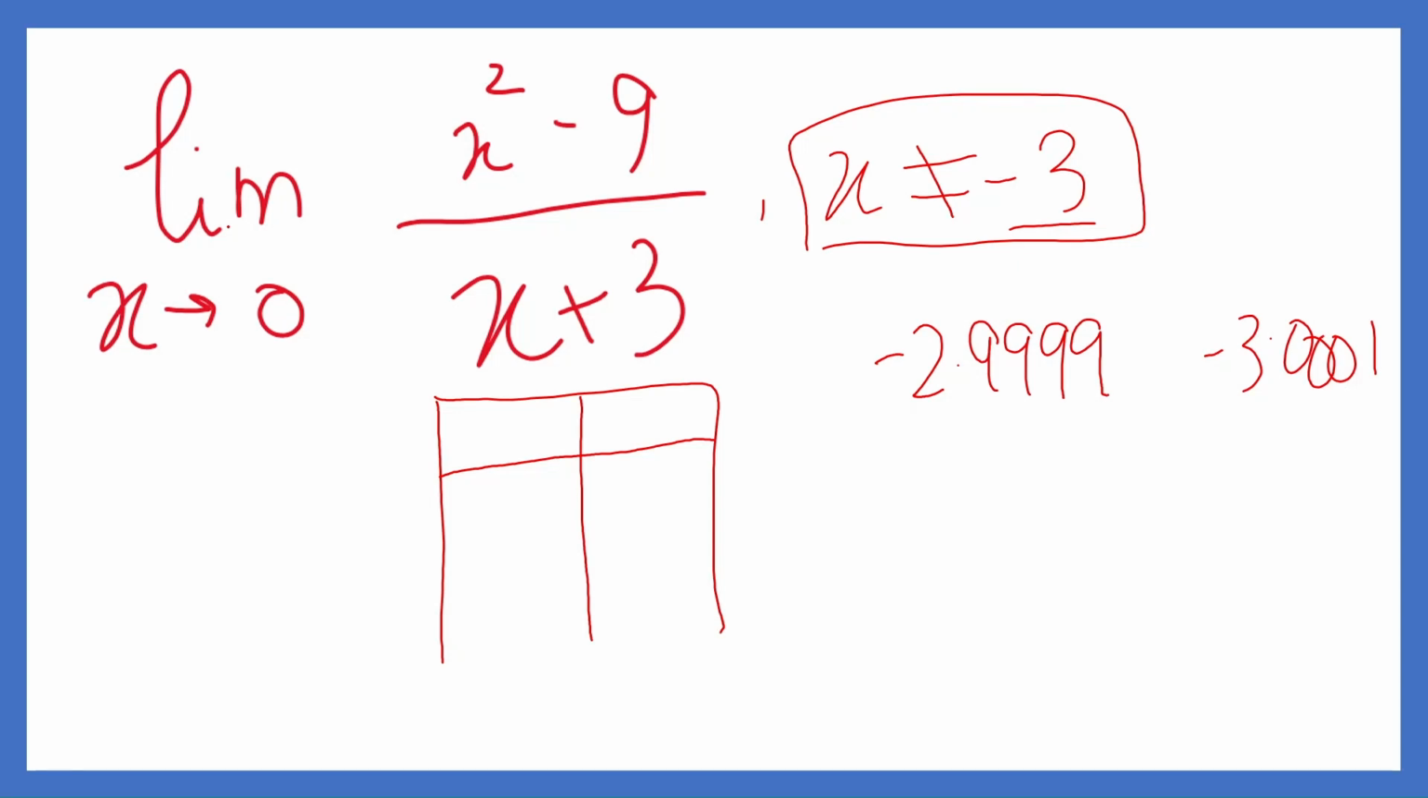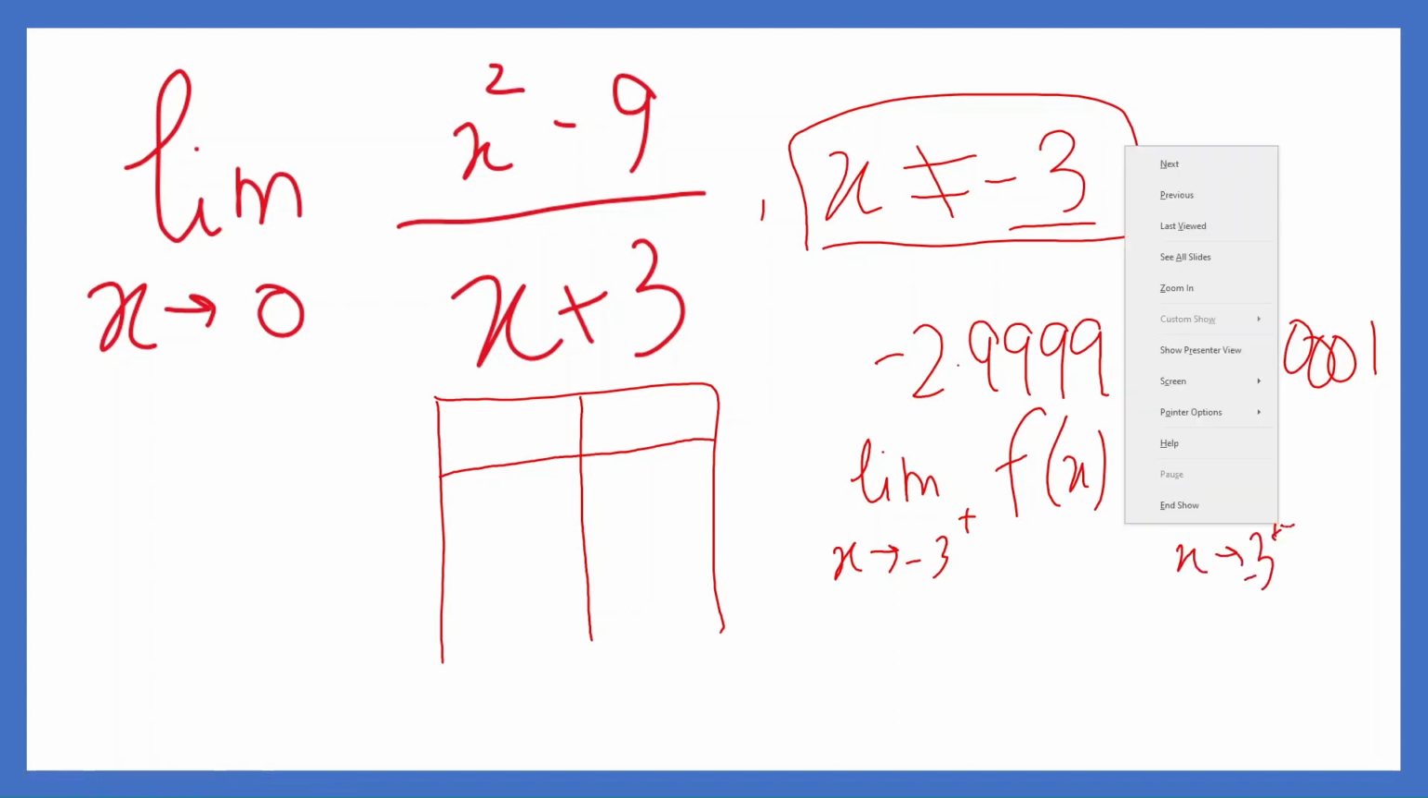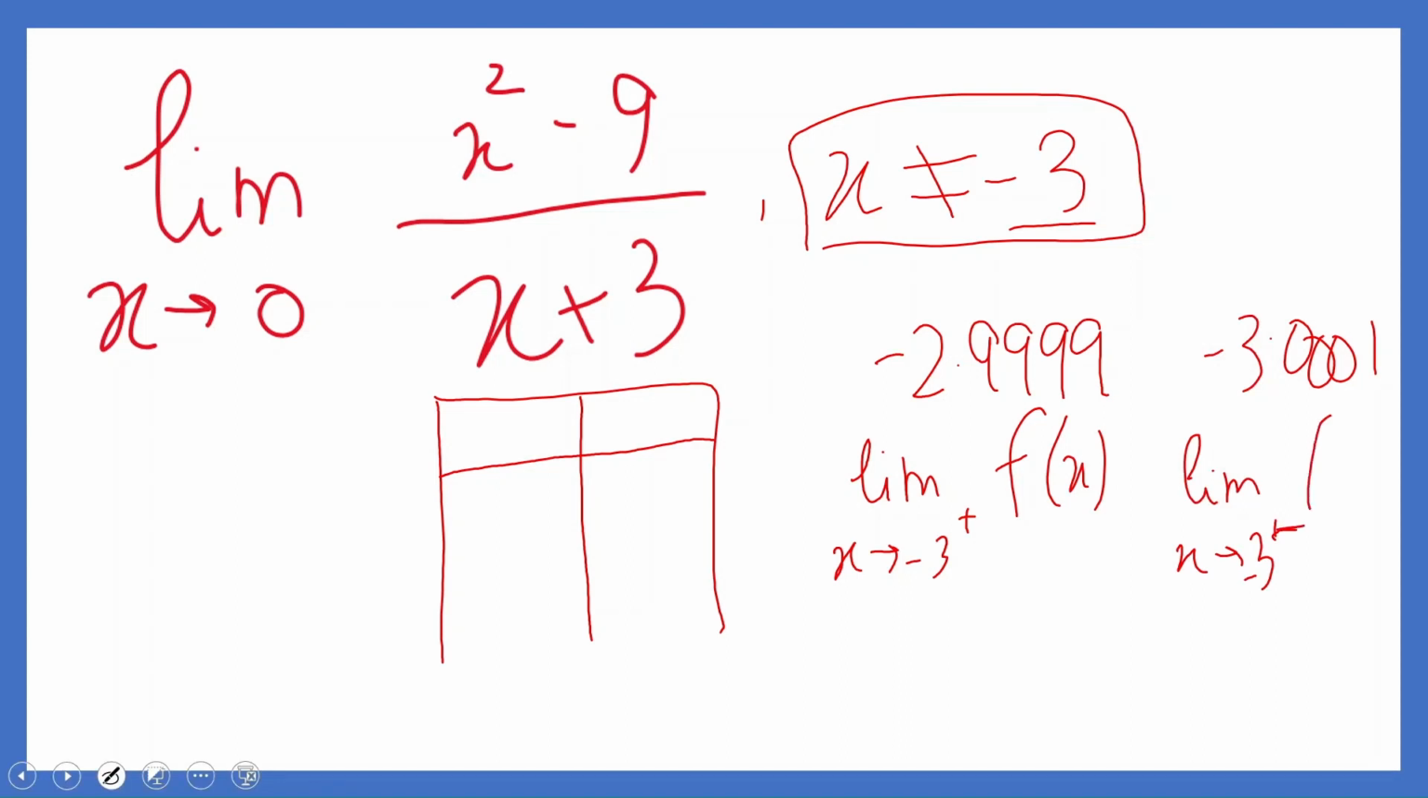So, as x approaches minus 3, I'll write this right. This is going to be approaching from the right hand side. So this is the limit as x approaches minus 3 from the positive side, because it's the right hand side, of f of x, and this is equal to some value. And this is the other side, the limit as x approaches minus 3 from the negative side, sorry, of f of x. And these values will be very, very close to minus 6.